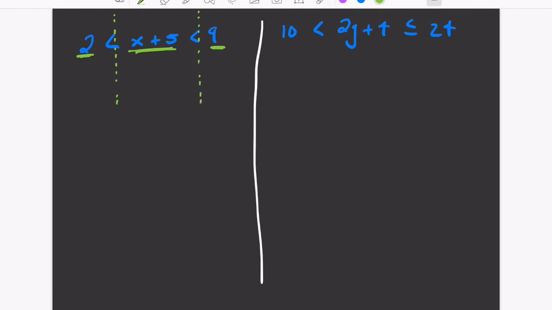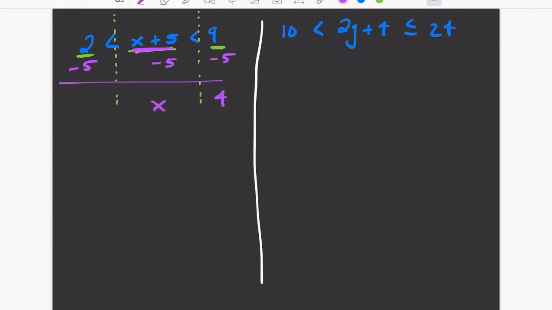But our goal is still the same. Our goal is always to get x by itself. So I'm looking where I see the x. It's right here. I have x plus 5. I want just x. So I'm just going to subtract the 5. But what I need to do to one side, I need to do to all sides in this case. So minus 5, minus 5. And what I get is just x in the middle.